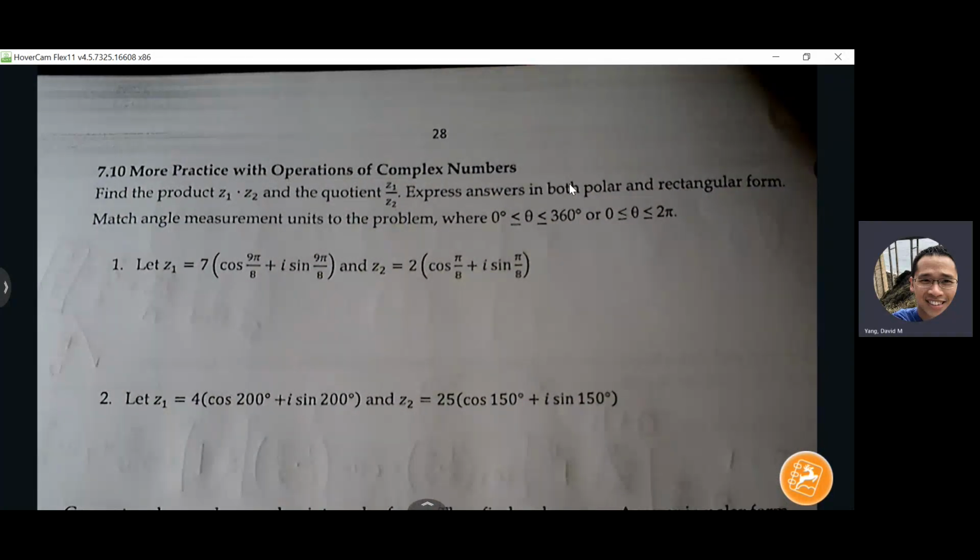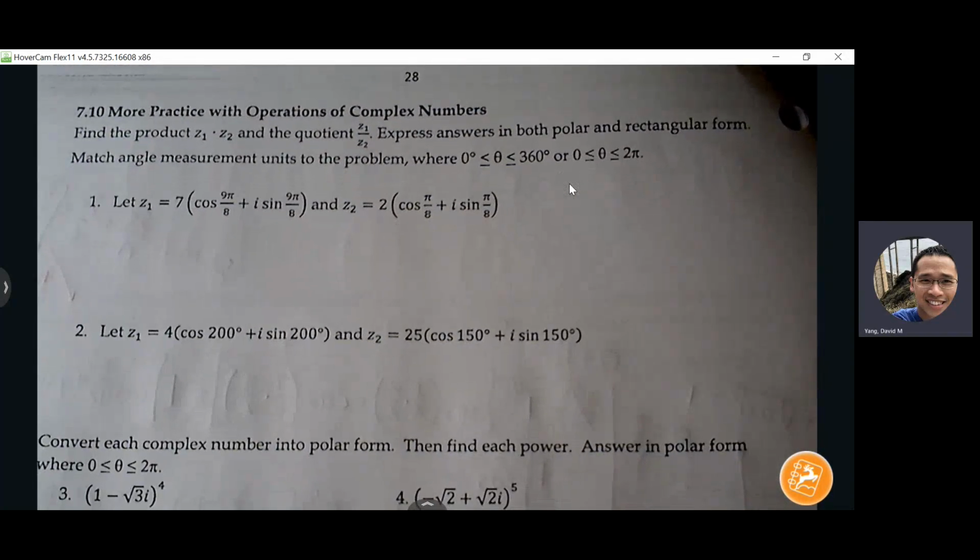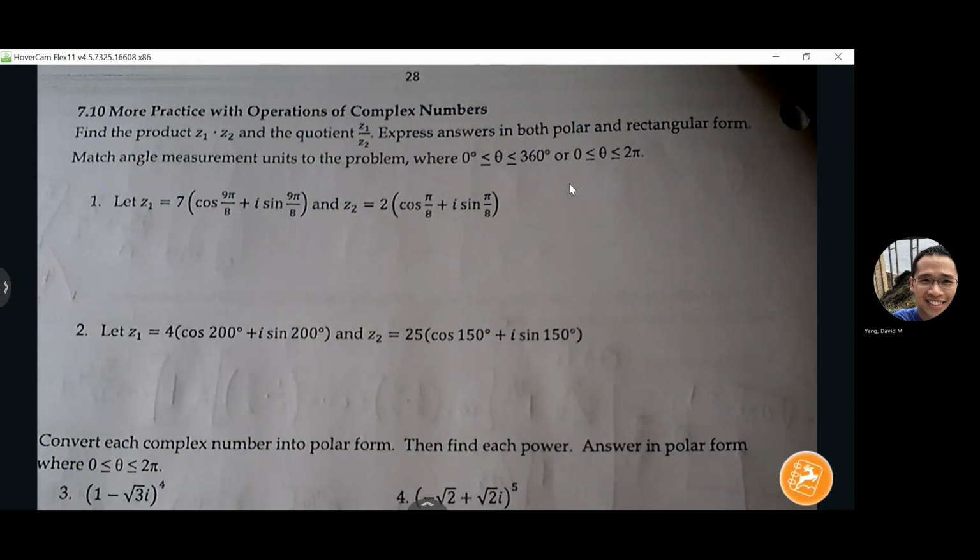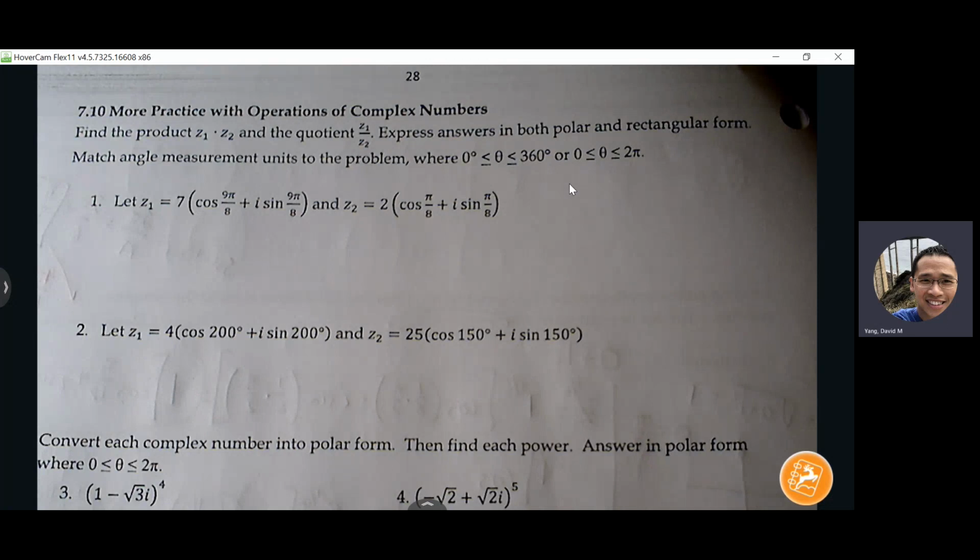All right, so why don't we do a full practice from everything that we covered yesterday? So if you go to page 28. Okay, find the product of Z1 times Z2 and the quotient Z1 divided by Z2. Express answers in both polar and rectangular form. It's easy to do everything in polar form first, and then you can convert it to rectangular form. Match angle measurements. So if you start with pi, then do everything in terms of pi. If you see degrees, then do everything in terms of degrees.